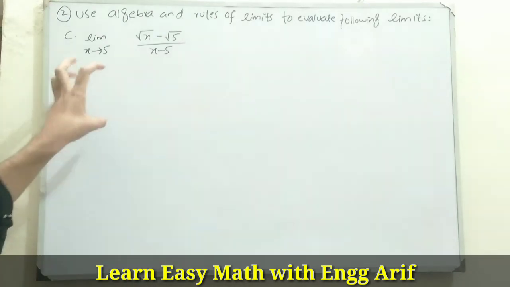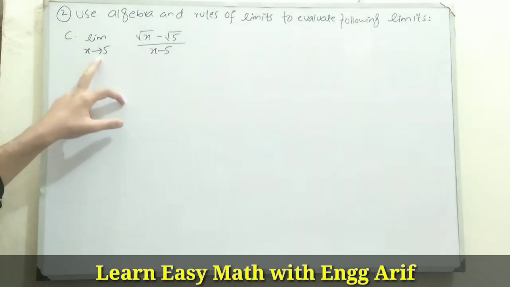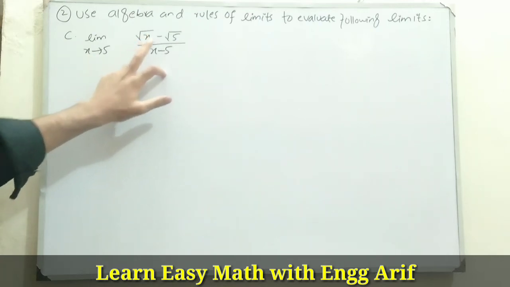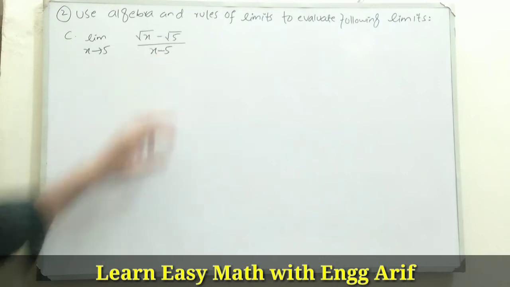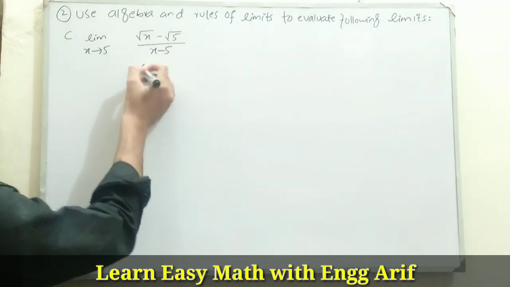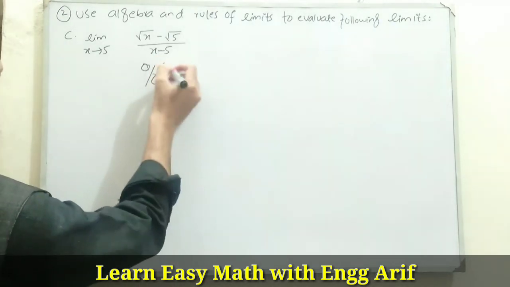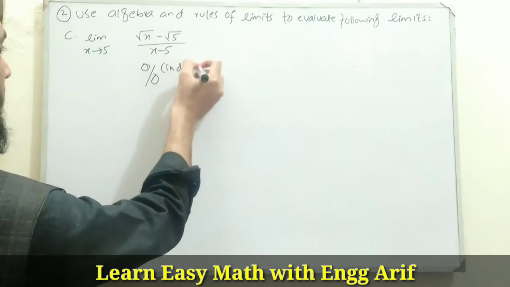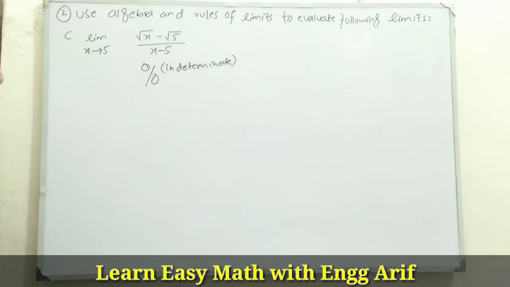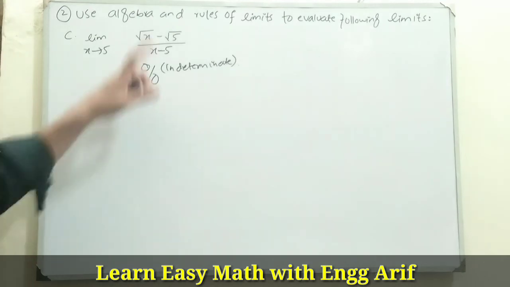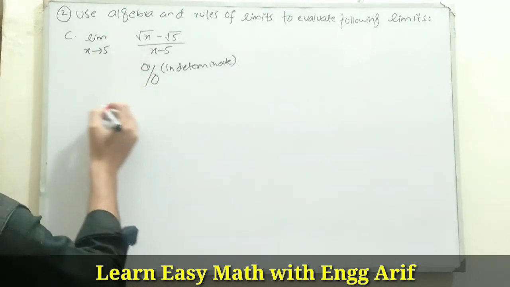Remember, if here we directly apply the limit of x approaches pi, it becomes root pi minus root pi, which gives us a value 0. And in the denominator we apply pi, so it gives us pi minus pi, 0. So again we get 0 by 0, an indeterminate form. When this form comes, just like in this algebraic fraction, we will rationalize this type of fraction. We already learned this in the previous problem.